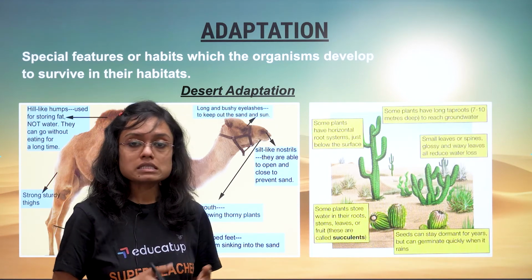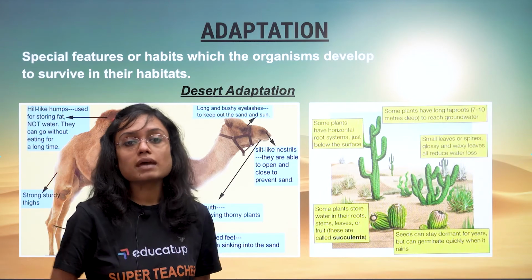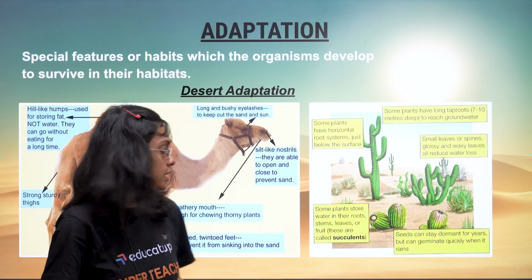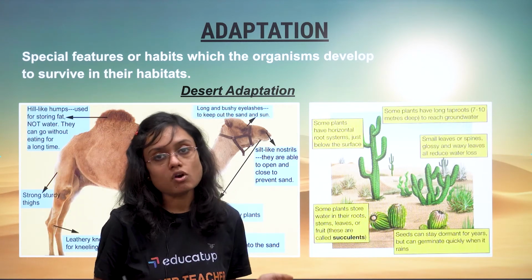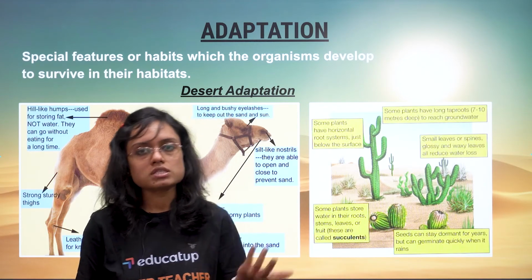Then some plants store water in their roots, stem, leaves and use them when it is required. These kinds of plants are known as succulents. Then seeds can stay dormant, that means inactive, for a very long time, and whenever it is rainy season, they become active and start growing.